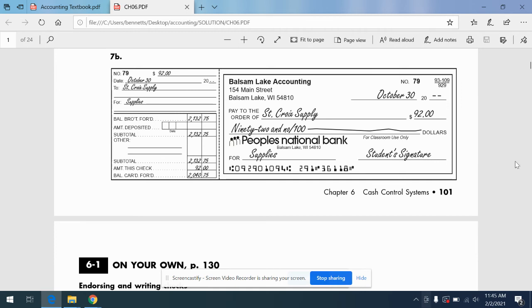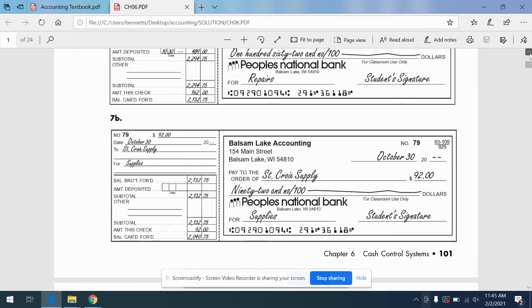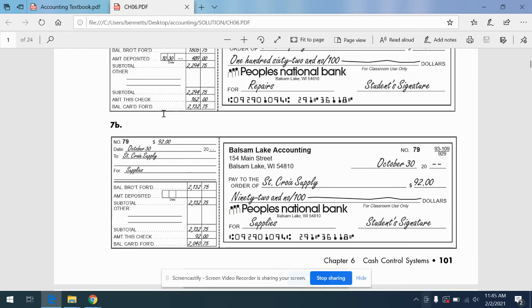Okay. Andrew, I'm still calling on you, but I'm going to go to David Kramer. Kramer, are you still out there? Kramer, where did this balance brought forward of 2,132.75 come from, dude? You are correct. David Kramer was right. The last check stub said a balance carried forward of $2,132.75.